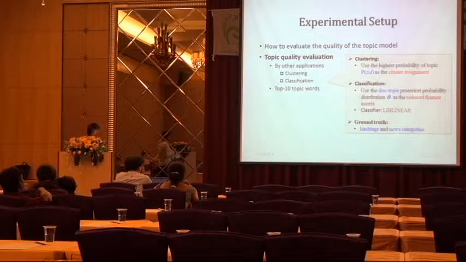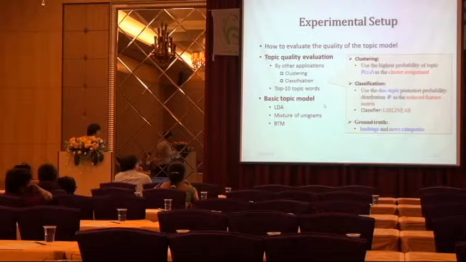We use the reduced feature to get the reduced feature matrix and put that into a classifier. We use a linear classifier to find out stability. And we compare with other basic models like LDA, Visual Unigram, and BTM to find out whether we perform better.